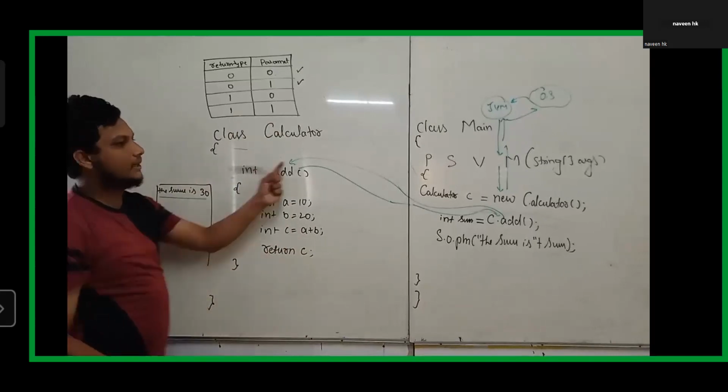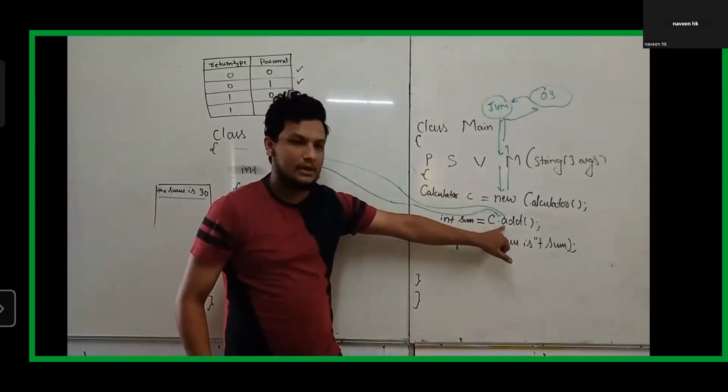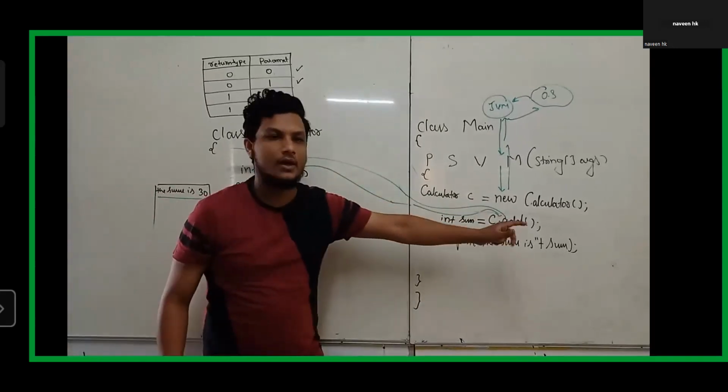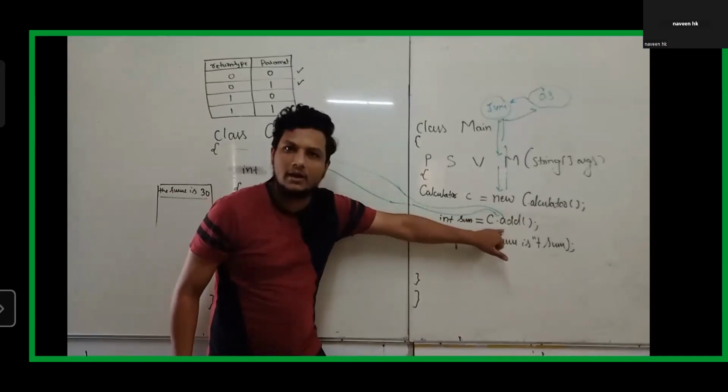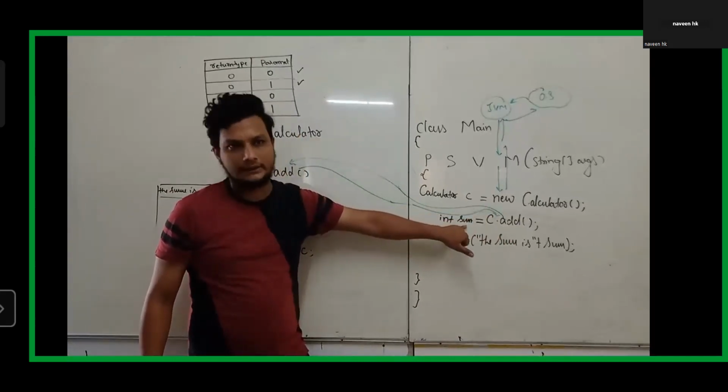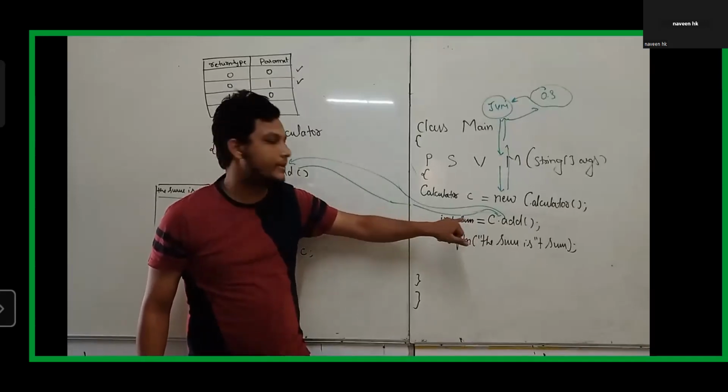So it will take 30 and come back to this place. Now when you call C dot add, what is it returning? 30 is returning. Now what does the RHS contain? 30. That RHS value I am storing inside a variable called sum. Sum contains 30. 30 means integer, right?